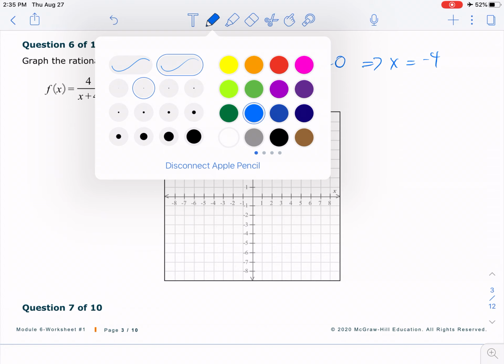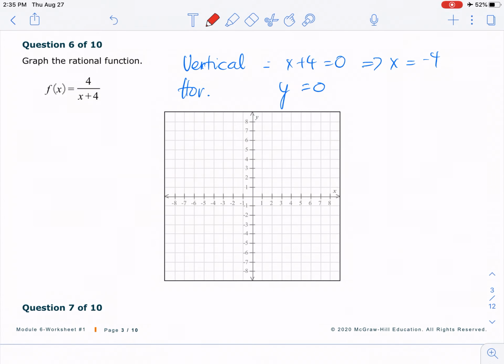So first, let's just graph our asymptote. We have negative 4 right here, and we have the x-axis for horizontal. Then you can definitely try to solve for the y-intercept, because for the y-intercept, you just let x equal to 0. So when x equals 0, f of 0 is just 1. So you can see that the y-intercept is right here.